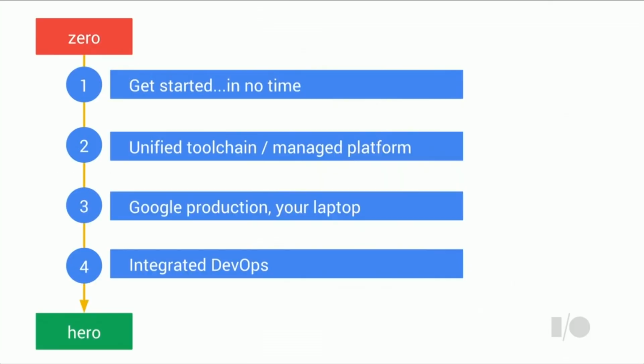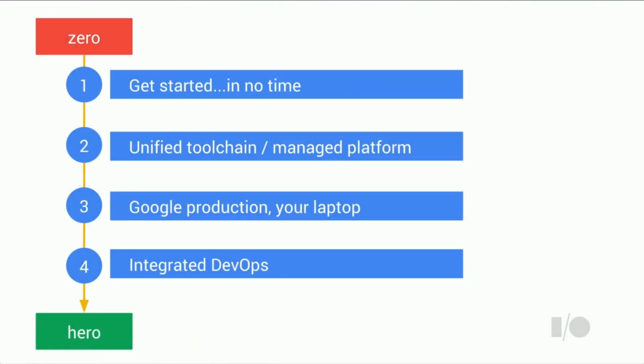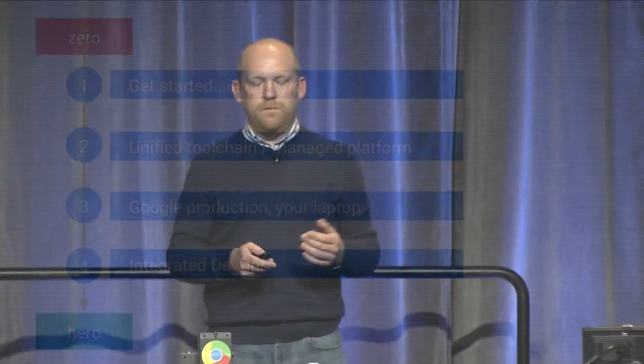Well, today in this session, Zero to Hero with Google Cloud Platform, we're going to take a look at that application and do a deeper dive into how we built it using our unified tool chain, our managed platform. Kate's going to talk a bit about how we run Google production services on your laptop so you can be an efficient developer. And then finally, we'll look at some advancements we're making in the DevOps space so that you can actually debug your application in production and feel confident about what's running.